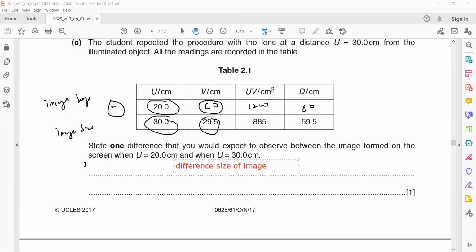Or even different brightness or intensity of a light for images. You can mention that as well.